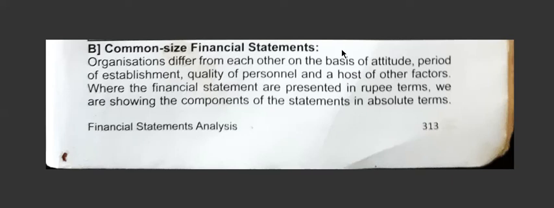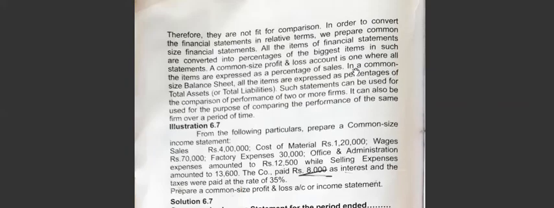See, organizations differ in their quality, establishment and other factors. In the common size statement, we take the sales or total assets or total liabilities as a base and find out what is the change in each item of the income statement and balance sheet. So in the common size statement, we have to prepare both the profit and loss account and the balance sheet. Okay. So we will go directly to the problem.